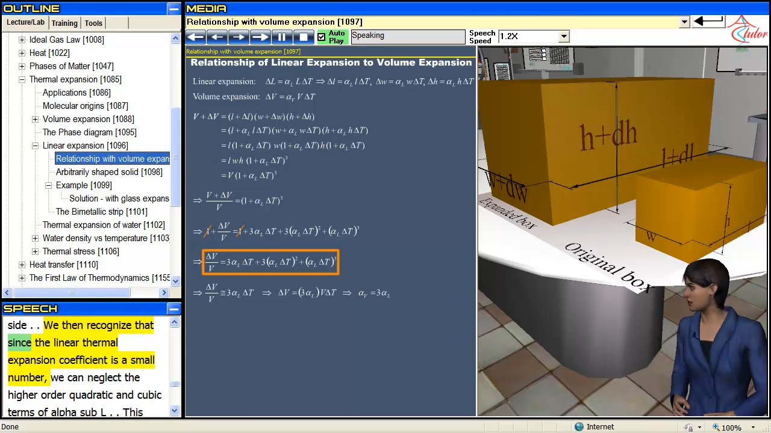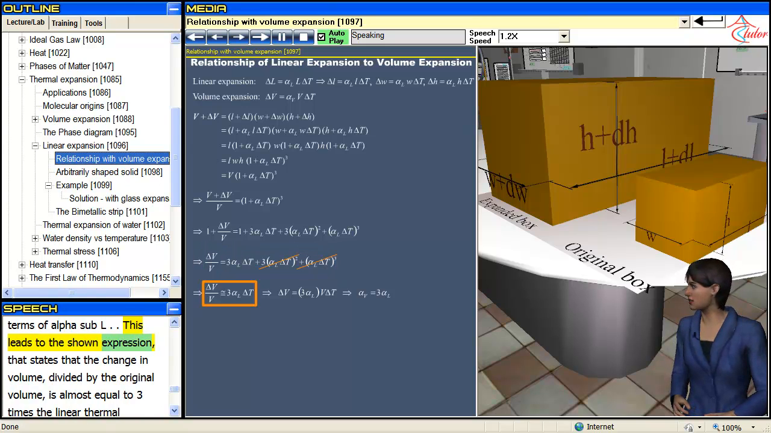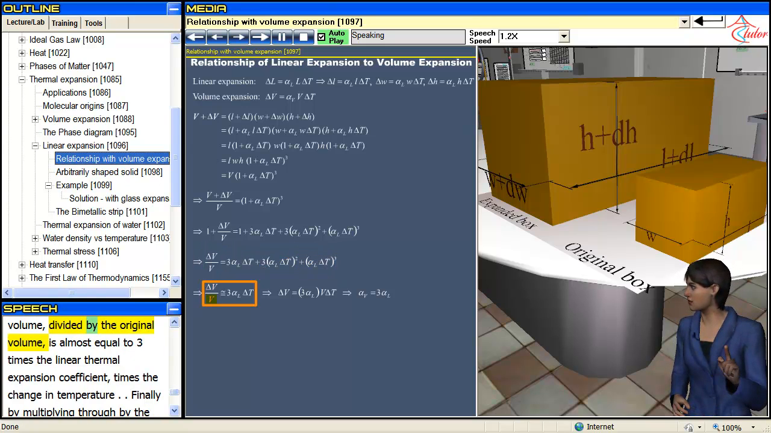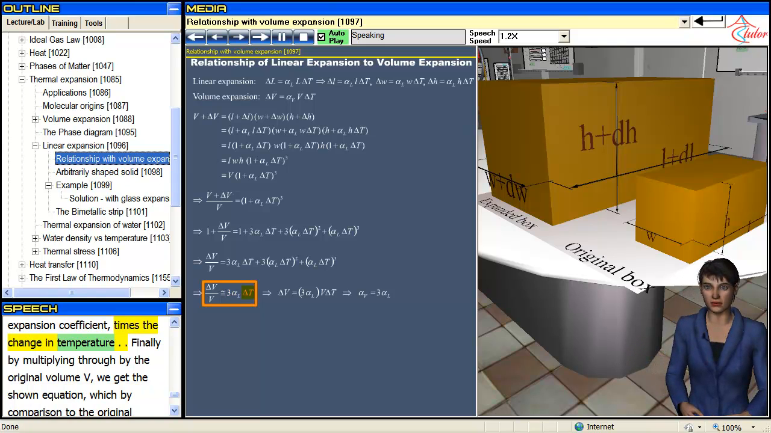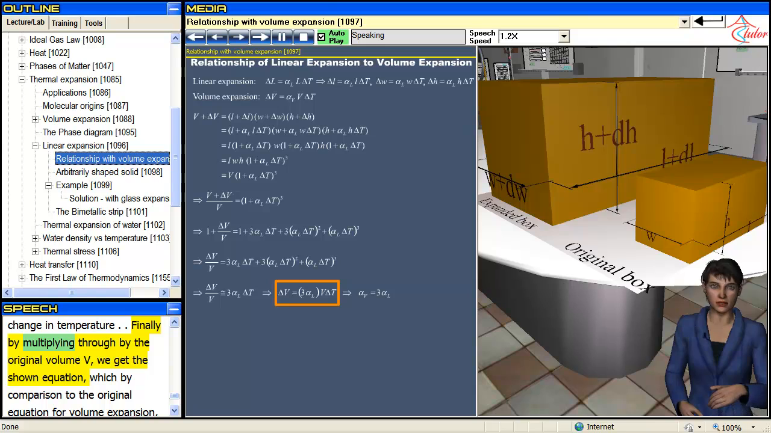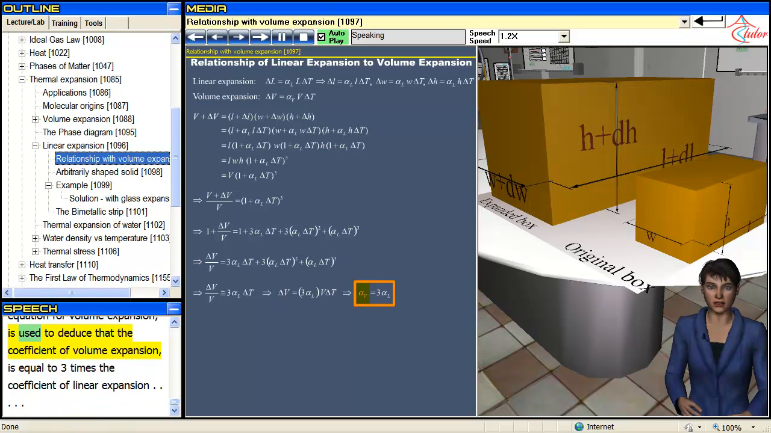We then recognize that since the linear thermal expansion coefficient is a small number, we can neglect the higher-order quadratic and cubic terms of alpha sub L. This leads to the shown expression, that states that the change in volume, divided by the original volume, is almost equal to 3 times the linear thermal expansion coefficient, times the change in temperature. Finally, by multiplying through by the original volume V, we get the shown equation, which by comparison to the original equation for volume expansion, is used to deduce that the coefficient of volume expansion is equal to 3 times the coefficient of linear expansion.